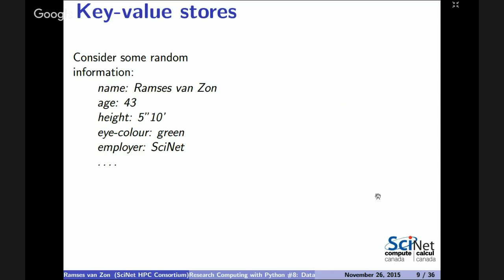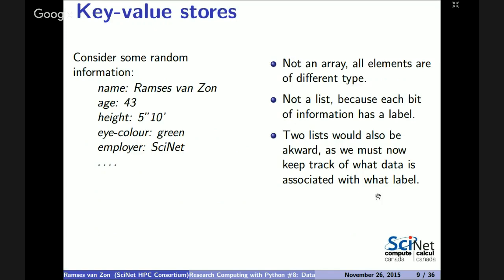Let's first look at one particular type of data. Some random information here: somebody's name, somebody's age, and their height, eye color, and who they work for. It's a bit of information that's not an array. Not all elements are the same. It's not a list, because each bit of information is useless unless I know the label that's in front of it. If I don't know that 43 is an age, that number has no meaning. It's not just unstructured, it is meaningless.